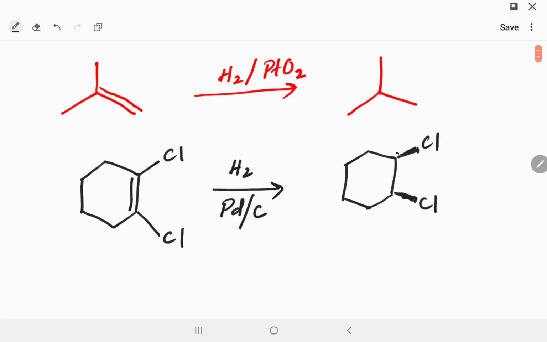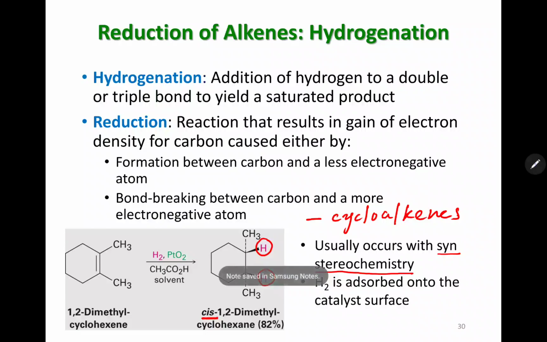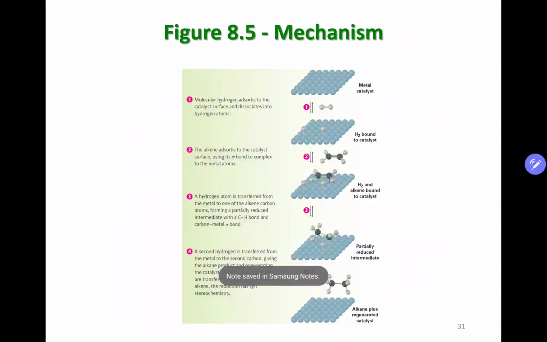If you have a cycloalkene, the stereochemistry could be important. Okay. All right. So let's go to the next slide. In here, I have the mechanism. This basically explains why the hydrogens are added according to syn addition, or syn stereochemistry.